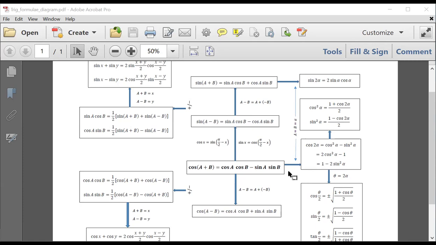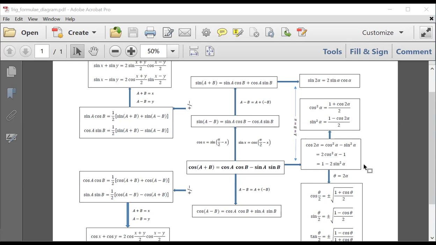On the flow chart, we have some directions. For example, from sine of a plus b, we're going to get to sine 2 alpha. Basically, we replace a and b by alpha. So here it tells us what to do. For cosine of a plus b, we make the same assumption, and we get cosine 2 alpha. We get three forms.